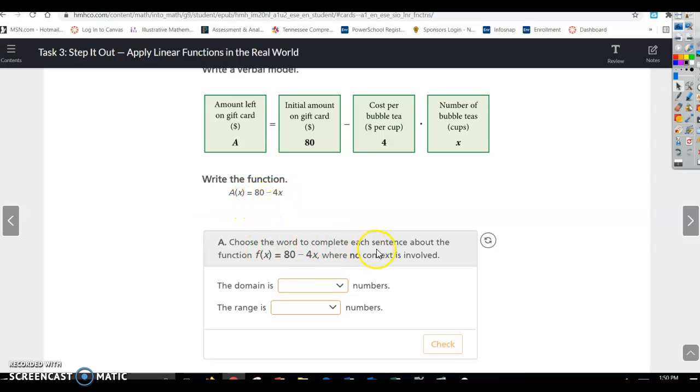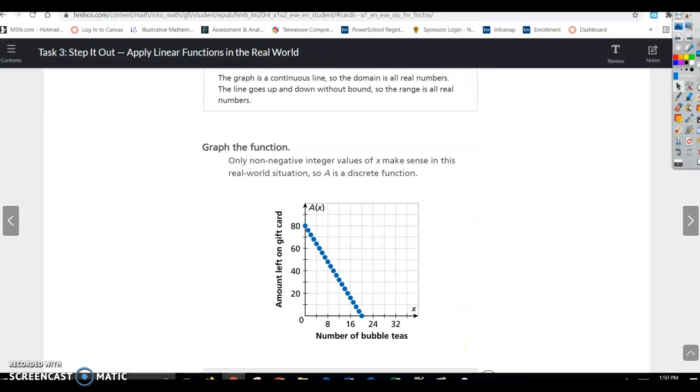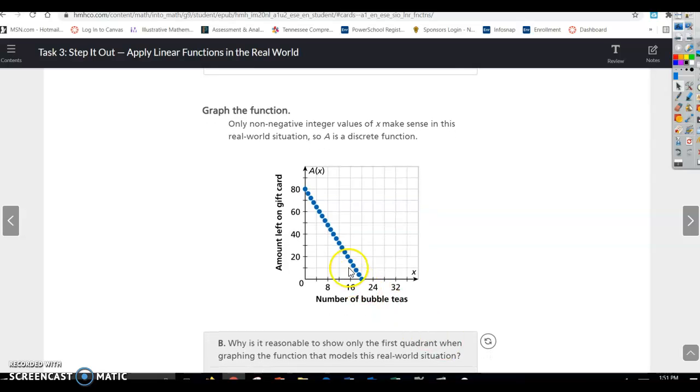All right, choose the word to complete each sentence about the function where no context is involved. So if we simply have this function and nothing is involved, like we're not talking about this problem here, so no context is involved, then the domain would be all real numbers because it would be a continuous line in both directions with arrows. The range also would be all real numbers because there would be no restrictions. All right, if we add context, like talking about the gift card and the bubble tea, then that will change.